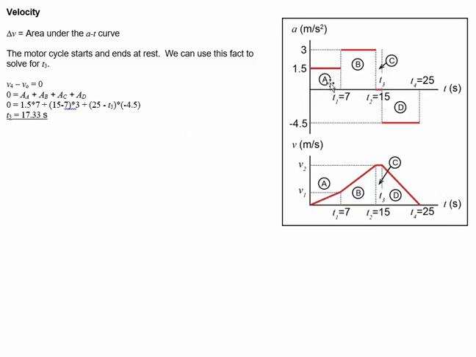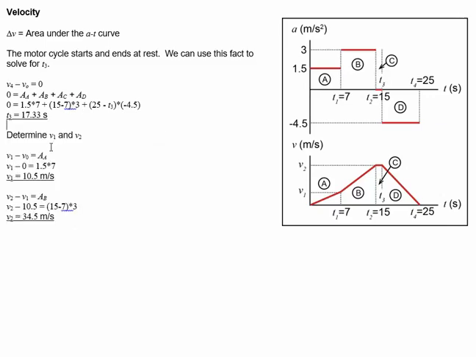And the area is very easy. It's a rectangle, right? So height times length, and so on. And don't forget that the negative one will have a negative area. So you can see that right here. And that also includes the unknown time t3. So t3 is the only unknown, so we can solve for that, and we see that it's about 17 seconds.